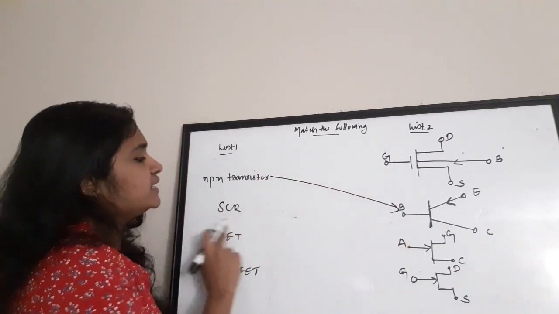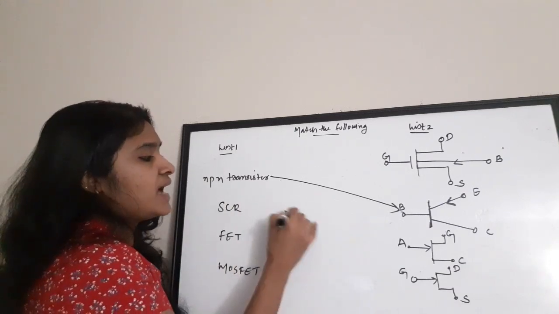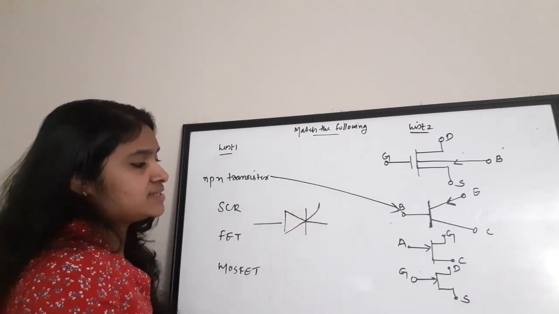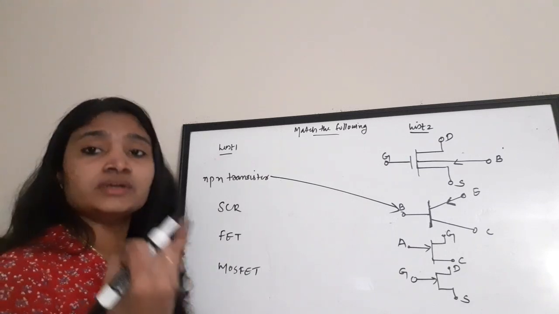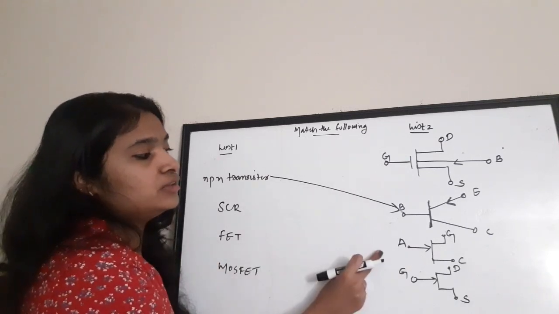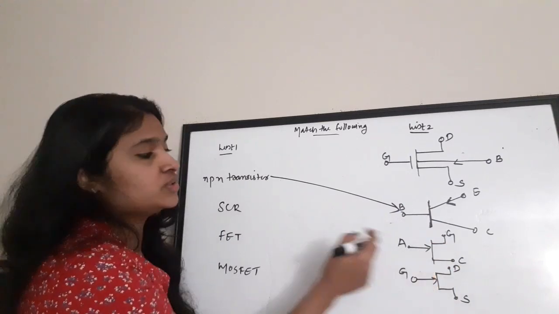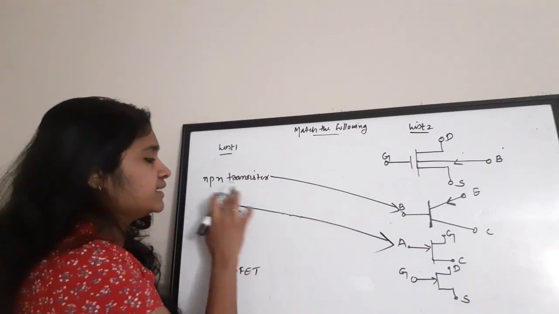Next one, silicon controlled rectifier. In a silicon controlled rectifier, there are three terminals: anode, cathode and a gate. So this is a silicon controlled rectifier, right? So where can you find anode, cathode and gate? In the third figure, there is an anode, there is a cathode and a gate terminal. So the correct answer is the third figure is the silicon controlled rectifier.